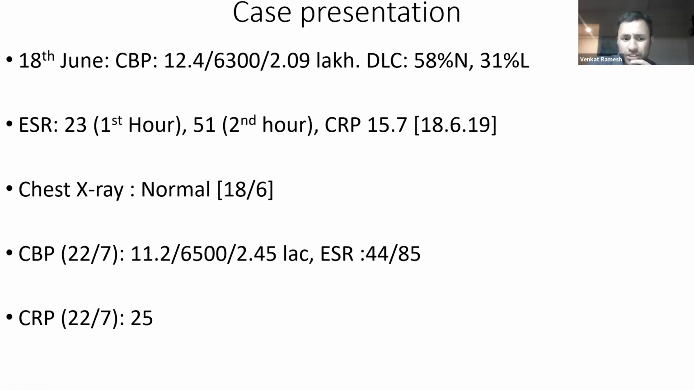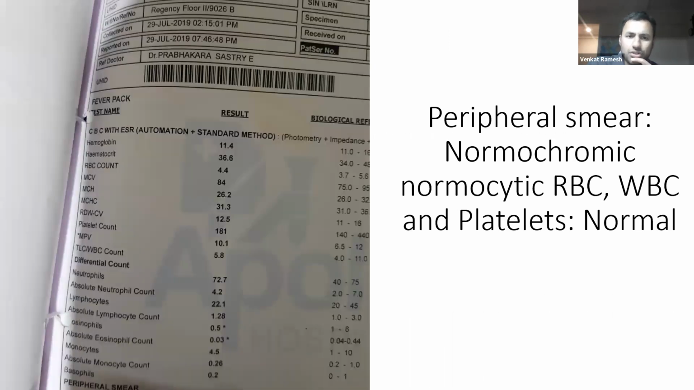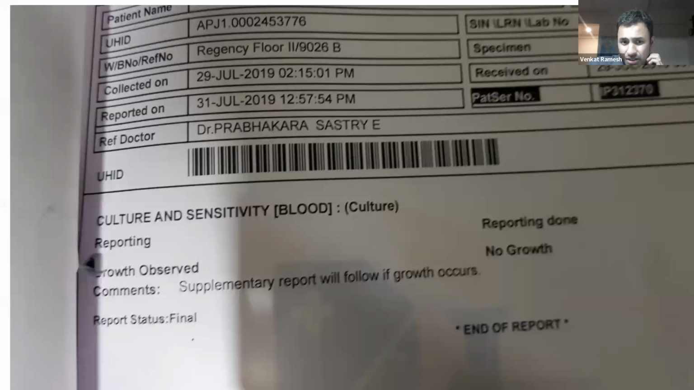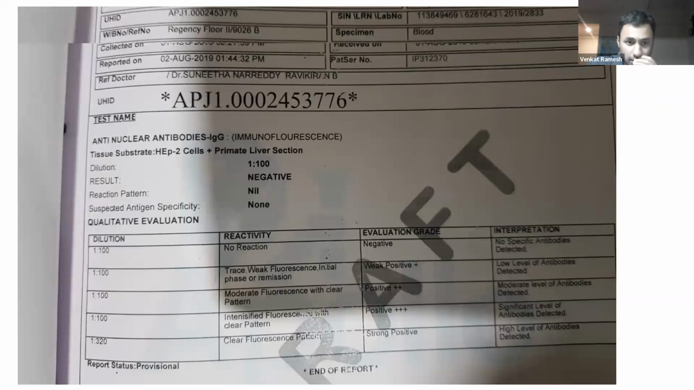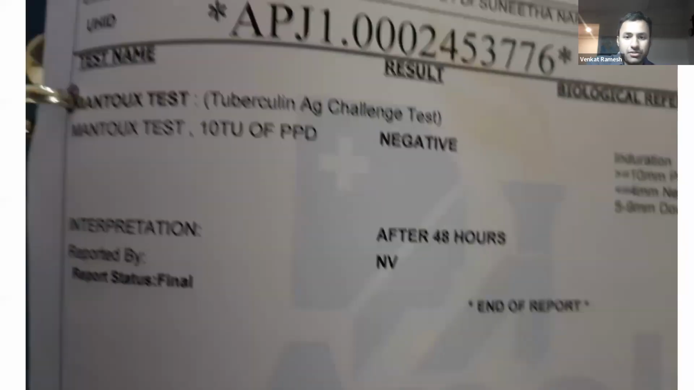Nothing specific on the labs, and she was treated with numerous antibiotics and really nothing significant even on exam. So if you see her white cell count and all of that, the initial blood cultures were sterile. Testing for HIV, etc., was negative. Anti-nuclear antibodies were negative. The serological test for typhoid was also negative.